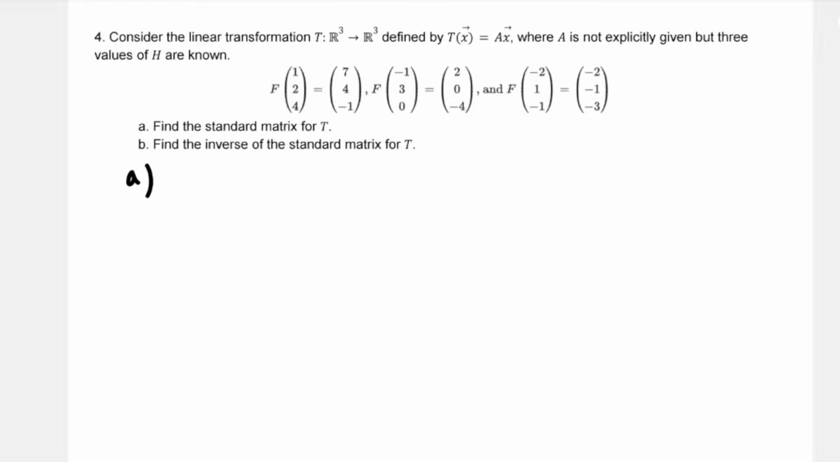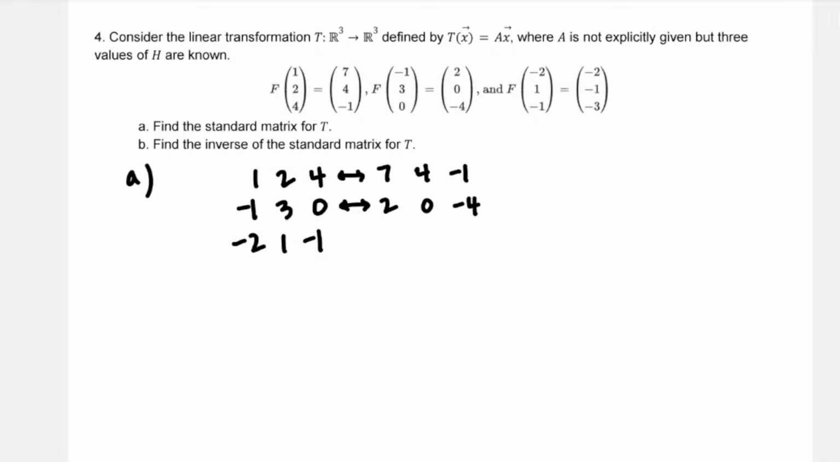So I'm going to start with part A. I'm going to start by saying, f of 1, 2, 4 equals 7, 4, -1. So I'm going to put 1, 2, 4 as a row and say that goes with 7, 4, -1. f of negative 1, 3, 0 is going to be equal to 2, 0, and negative 4, and f of negative 2, 1, and negative 1 equals negative 2, negative 1, negative 3. Okay. And now we're just going to start row reducing.